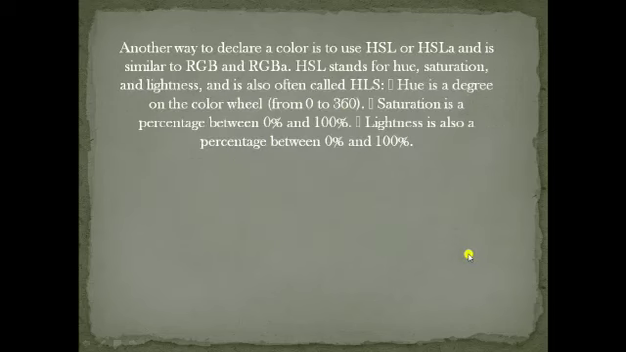Another way to declare a color is to use HSL. HSL stands for hue, saturation and lightness. It is also often called HLS. Hue is a degree on the color wheel, saturation is a percentage between 0 and 100, and lightness is also a percentage between 0 and 100%.